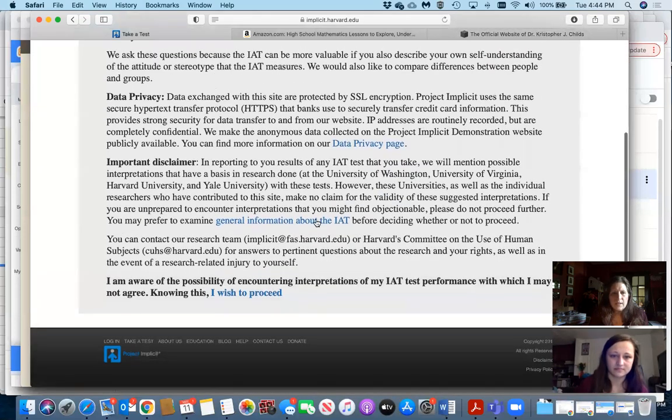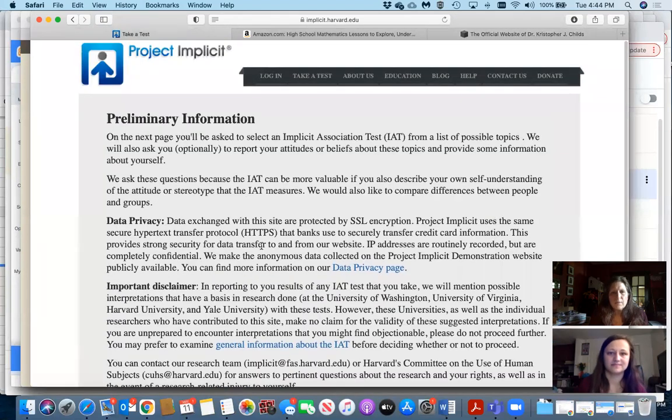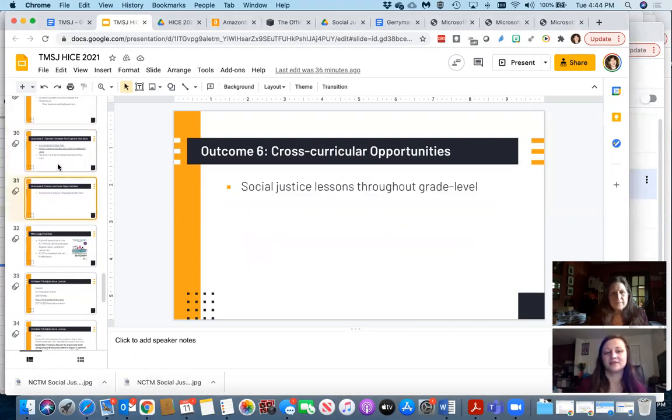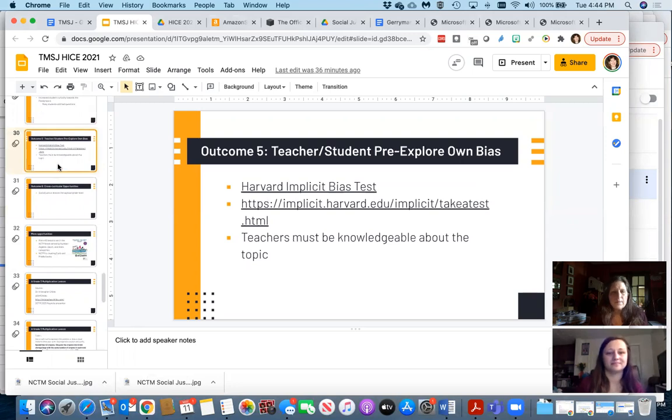You get to read through and say, I wish to proceed, and then it'll open you up to several different tests that you can take. If you have about 10 minutes of your time and you're interested in that, I would definitely check that out. Okay, so this was about 10 minutes, and you had the kids do it as well as you did it before the lesson itself. So great for the teacher to do, and then about 10 minutes for the students as well.